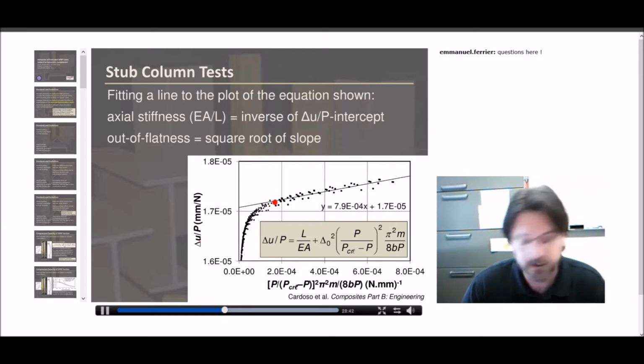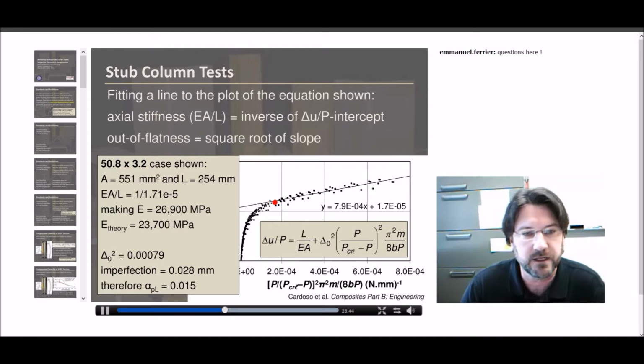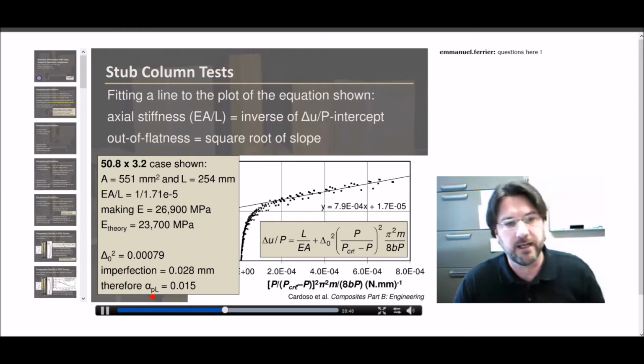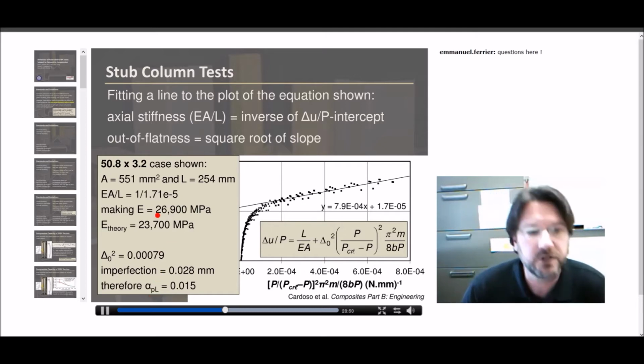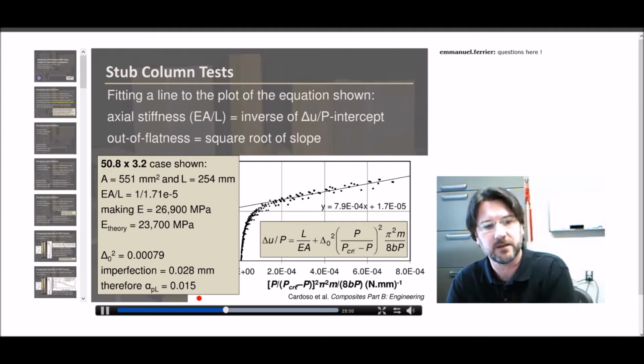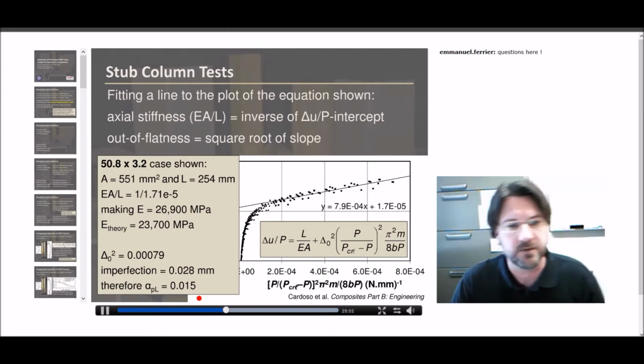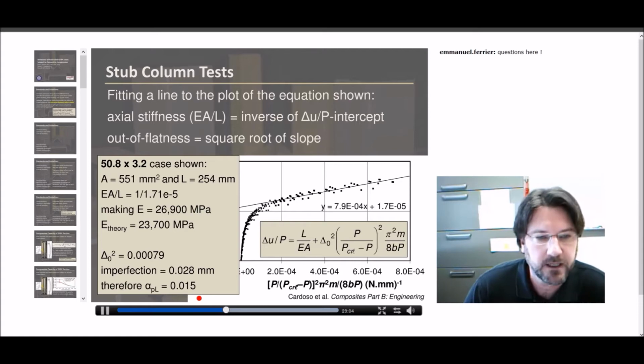So if I take a look at the data that's shown on this particular graph, we have a cross-sectional area and a length that we know for this particular shape. The intercept is at 1.71, and so we can back calculate a value of E of about 27,000 MPa in this particular case. From theory, this particular one would be about 24.7, and so we're reasonably comfortable with that value. And really what's more important is trying to estimate our plate imperfections.